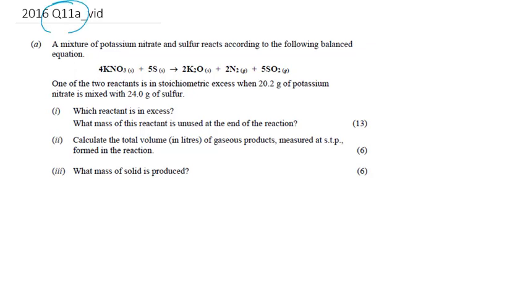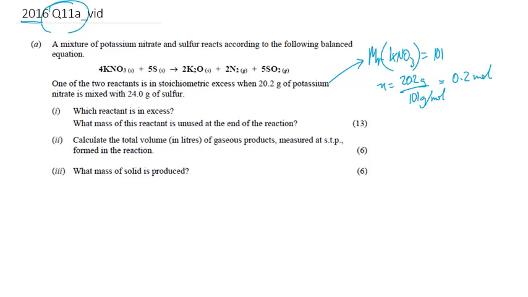Okay, this is question 11, part A from 2016, and this is what we looked at in class today. So let's just go through the calculations. We're given the mass of potassium nitrate and the Mr of potassium nitrate. If you add up the relative atomic masses of all the atoms in it, it is 101. To find the number of moles, we have the mass over the relative molecular mass. So we've got 20.2 grams over 101 grams per mole, and that gives us 0.2 moles.